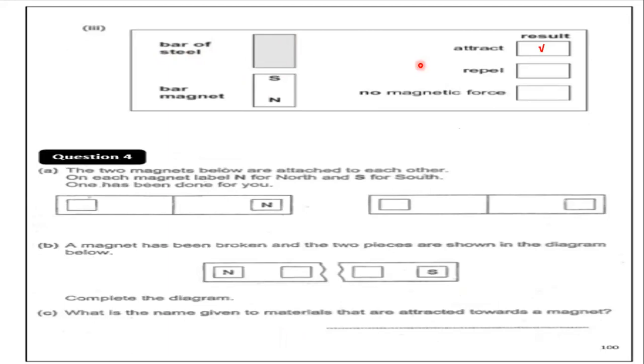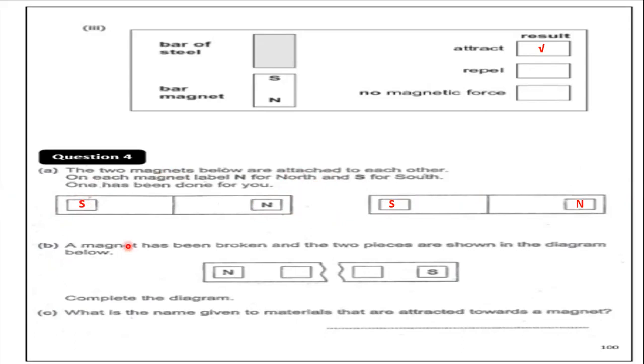Question number 4 says, the two magnets below are attached to each other. On each magnet, label N for north and S for south. One has been done for you. So this is the north part, and they said here that they are attached to each other. So this means that they are going to be attracted to each other. So this means that this is going to be north. This means that this is going to be south, and this is going to be north, and the other is going to be south. Okay.